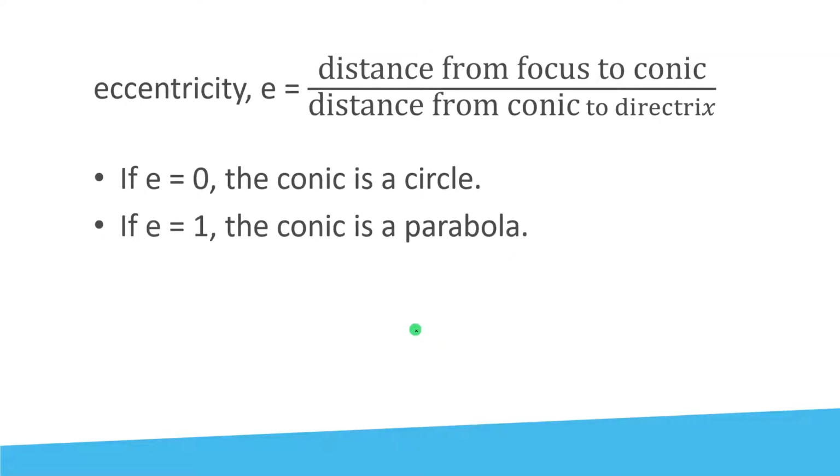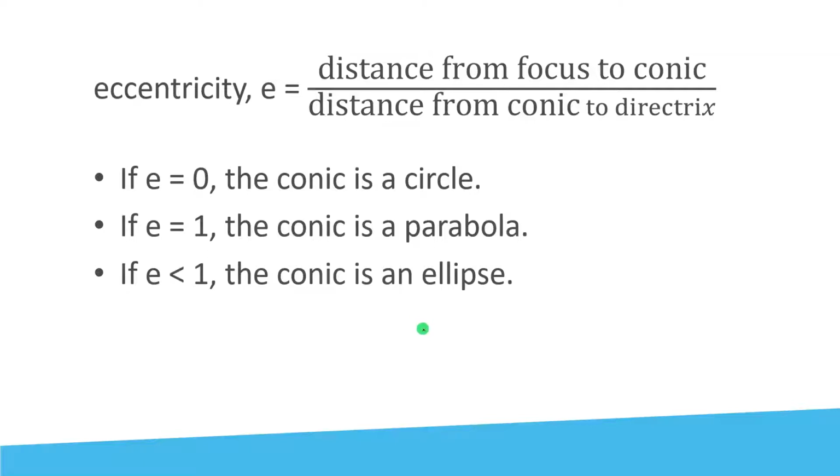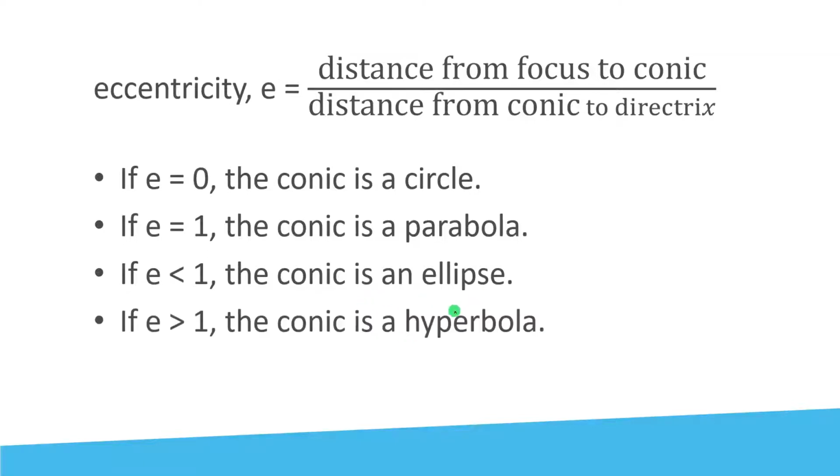If e is equal to 0, it's a circle. If e is equal to 1, it's a parabola. If e is less than 1, the conic is an ellipse. And if e is greater than 1, the conic is a hyperbola.